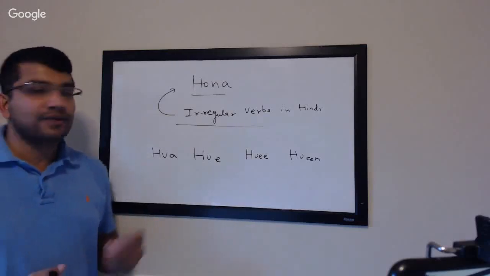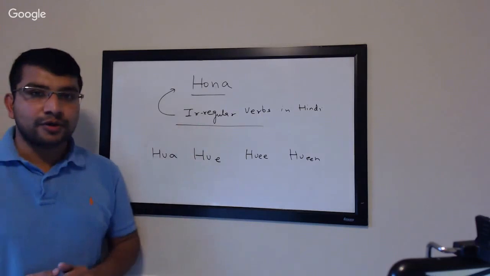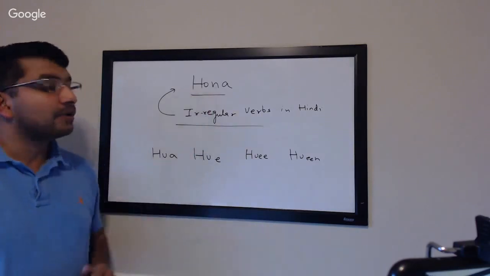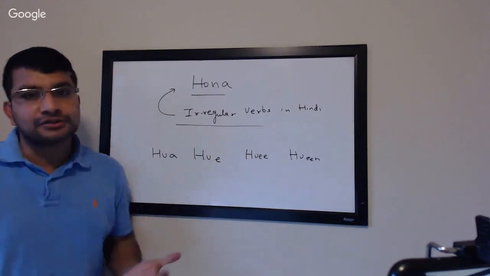Just trying to recap of the previous class. In the last class, we discussed irregular verbs. There are about 4 or 5 types of irregular verbs, and we picked up with Hona. Complicated topic, so we'll take few classes to finish it.